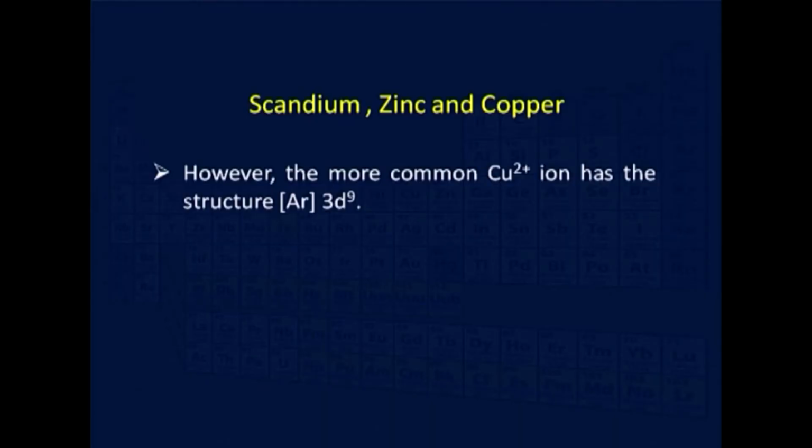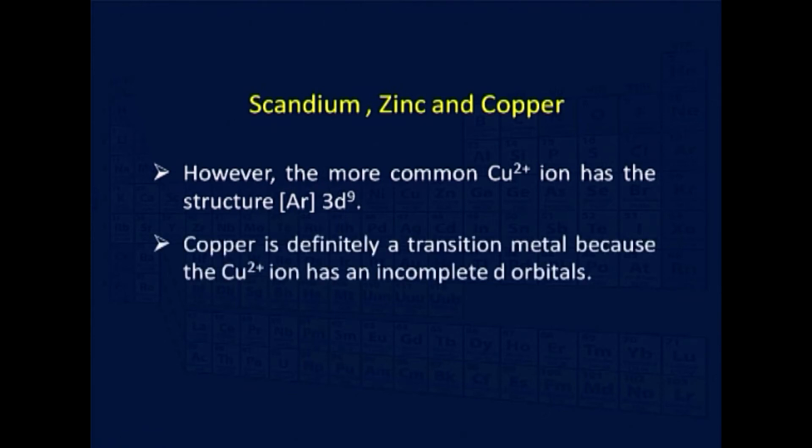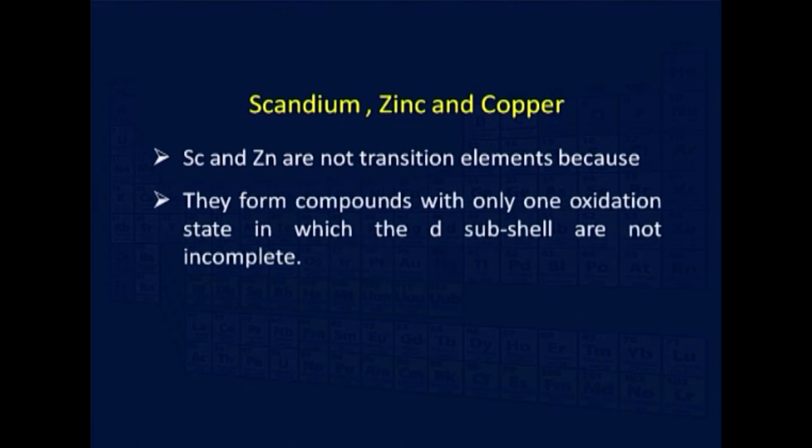However, as I said, copper has two oxidation states. In the +2 oxidation state, copper will have a 3d9 electronic configuration, which contains one unpaired electron, and therefore copper in the +2 oxidation state is called a transition element or transition metal. Copper is of course a transition element, while scandium and zinc, due to unavailability of d electrons, are out of the transition series or transition elements.